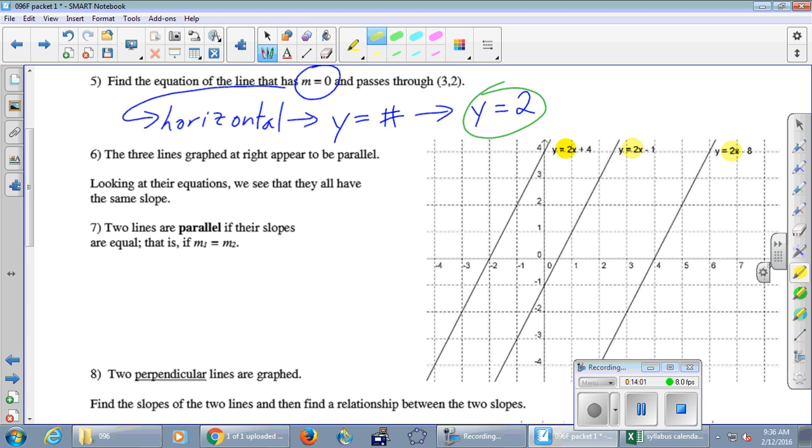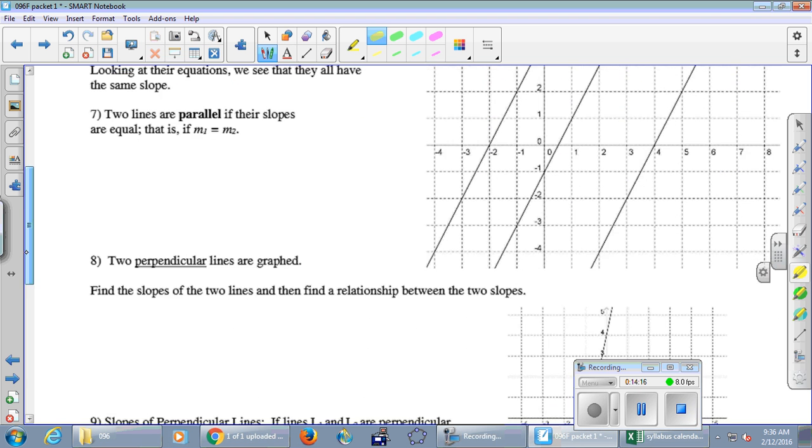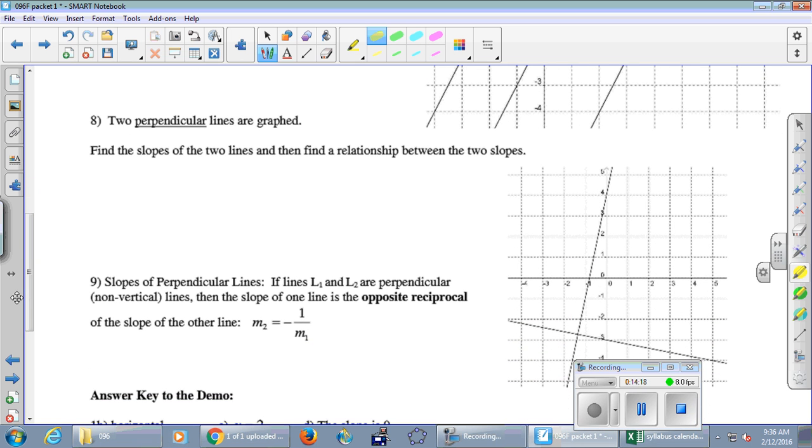Evan, can you read 7 out loud? Two lines are parallel, but the slopes are... Yeah, if the 2 slopes of lines are equal, then the lines are parallel. Okay? That's the only thing I need you to know about parallel lines. It's a tougher relationship for perpendicular lines.